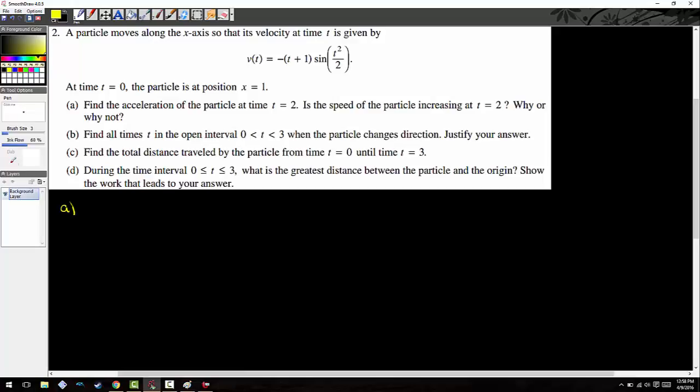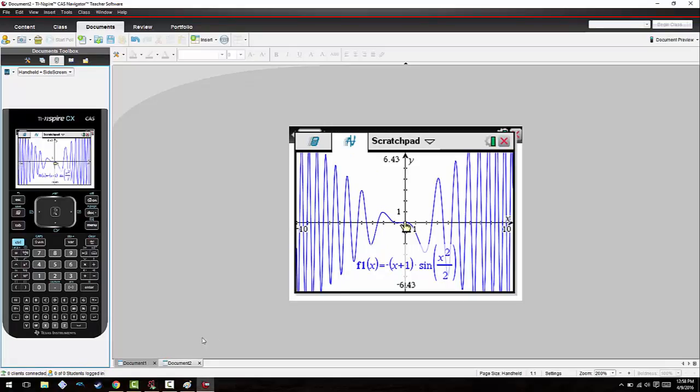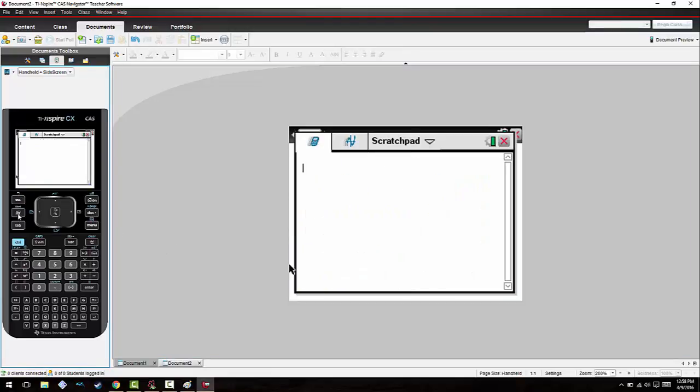Now, it says, find the acceleration of the particle at time equals 2. Is the speed of the particle increasing at time equals 2? Why or why not? So does it make sense, I hope, that if we find v of 2 to be a particular number and a of 2 to be another particular number, we will be good. So let's do it. I already have this in my calculator. It's my newly repositioned f1, so let's go ahead and go back.